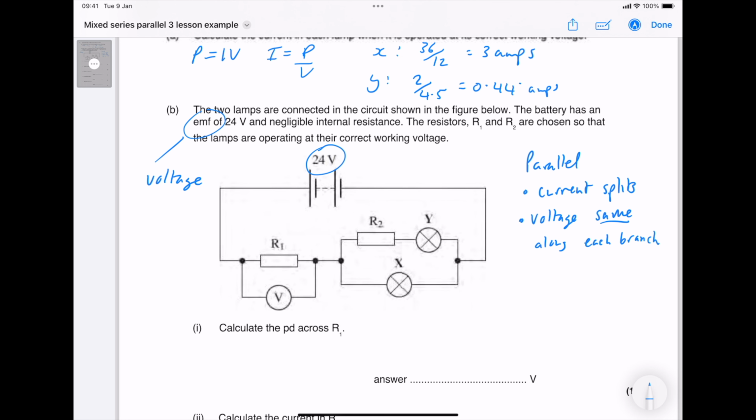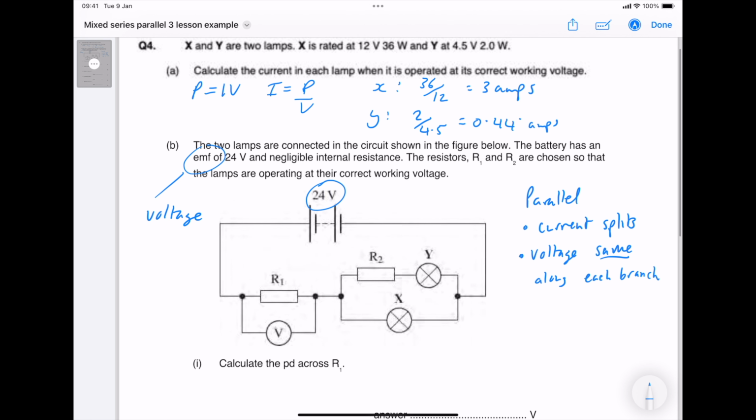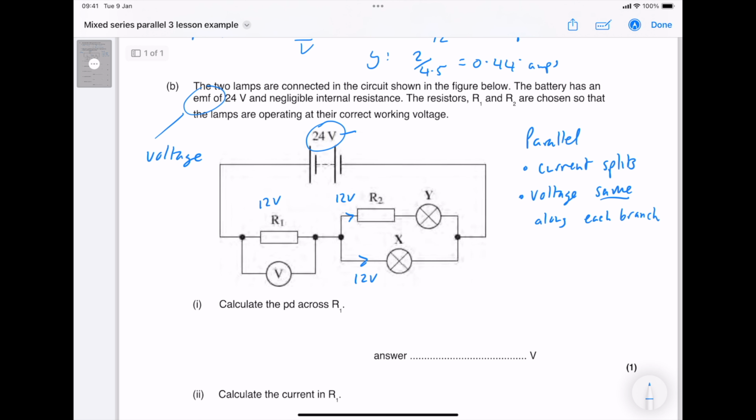So with that said, if you look at the parallel part, we know that there is 12 volts running through X because it tells me that. So there's 12 volts running that way, which means there must be 12 volts running along this branch because in a parallel circuit, as I said, each branch gets the same voltage. So if we have 12 volts allocated to the parallel bit, that means in the series bit, there must be 12 volts left over for R1 because 12 plus 12 makes 24. So the answer for part 1 is 12.